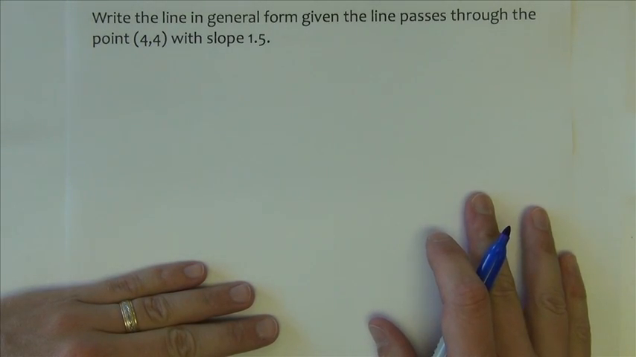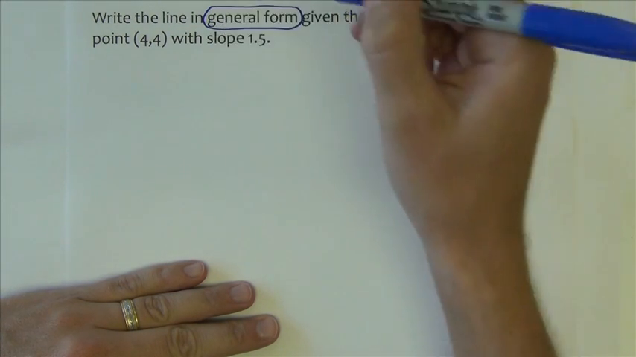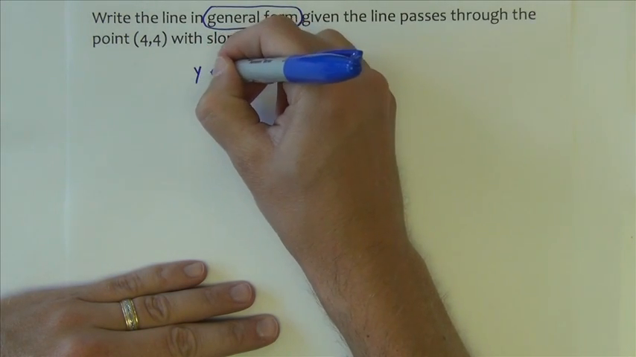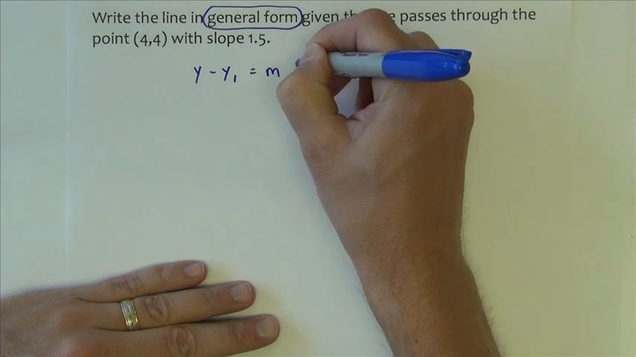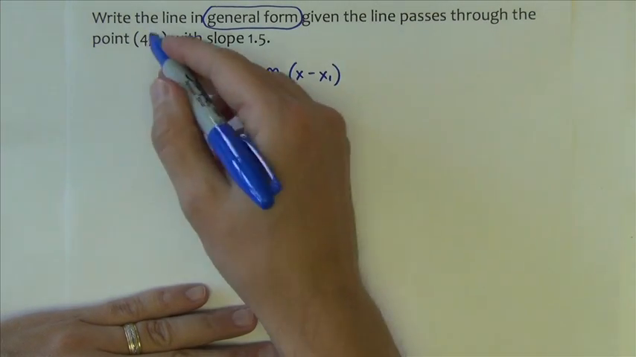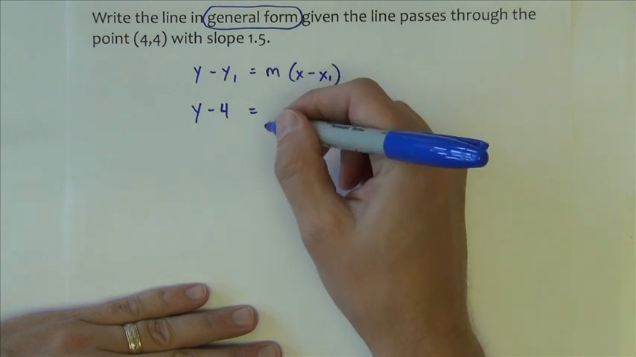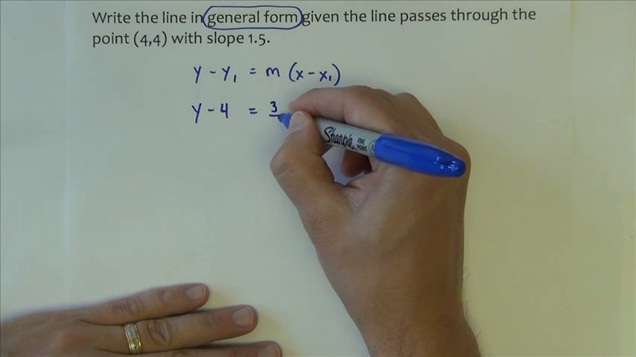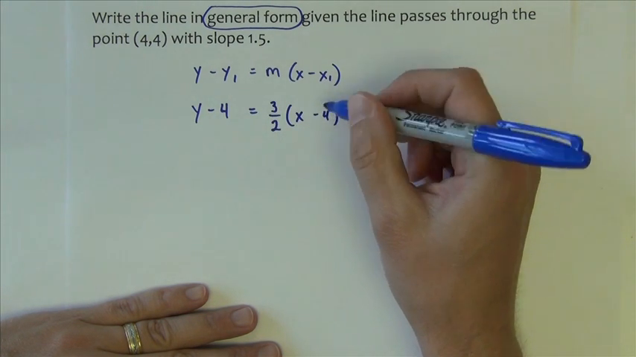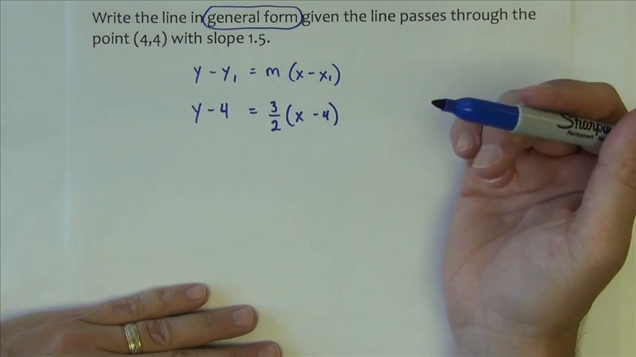This next example asks us to write the line in general form. Okay, so a little bit different. Let's keep in mind what we're going towards. The general form, given the line passes through this point with this slope. So I'm going to begin with y minus y1 equals m times x minus x1. I have my point. So the y value of the point equals, the slope is 1.5. I'm going to put it in as a fraction. 3/2 is the same as 1.5, x minus 4. I'm just doing that because typically slope is seen as a fraction, so why not go ahead and do that.